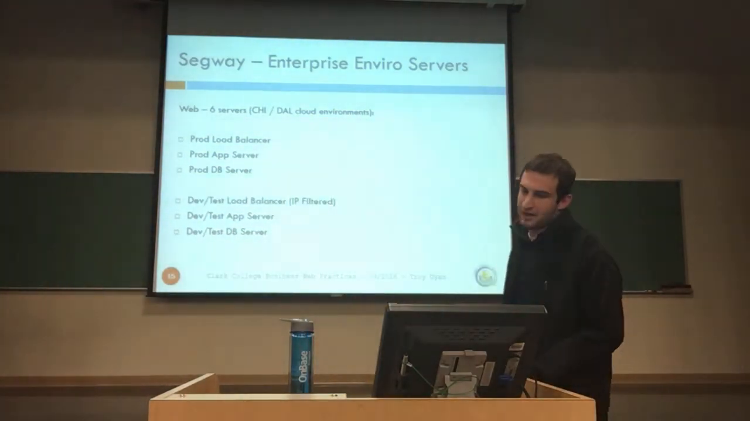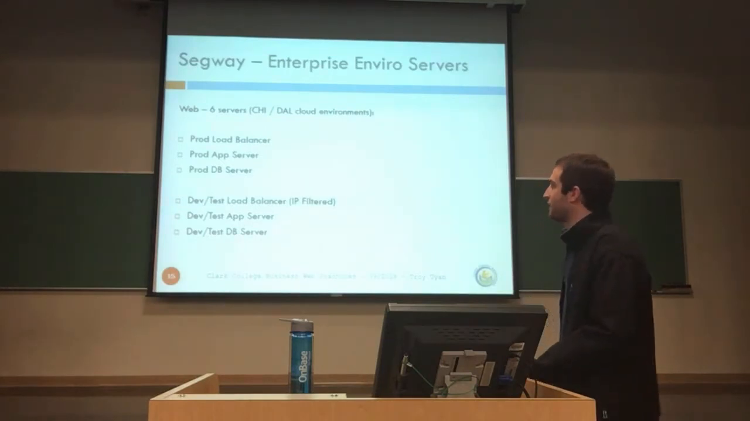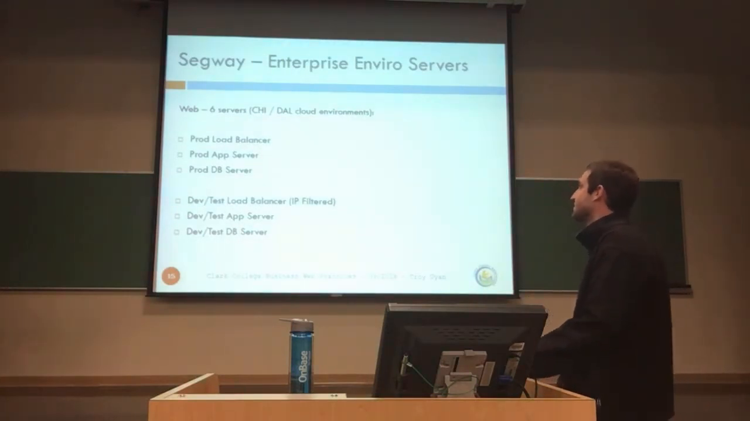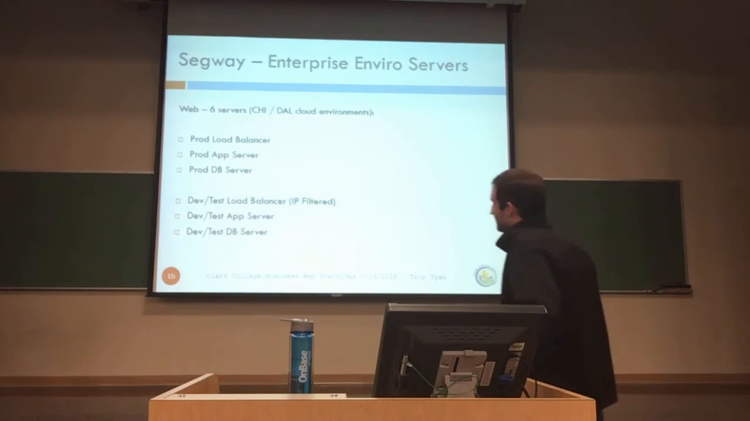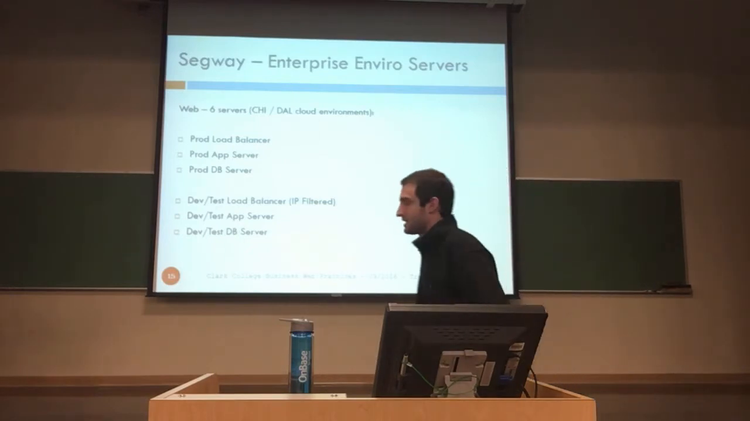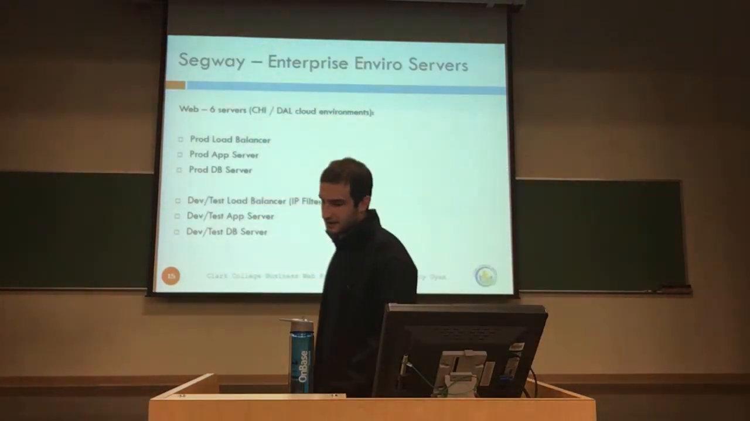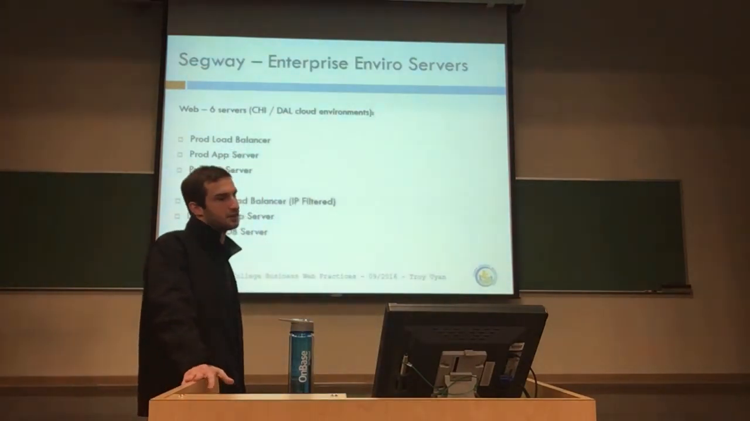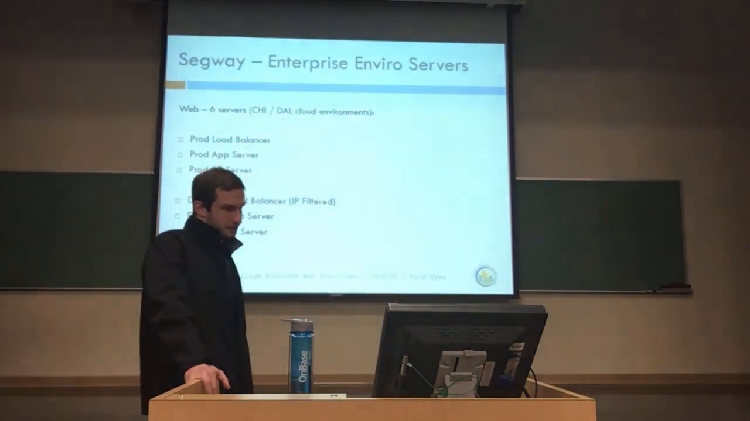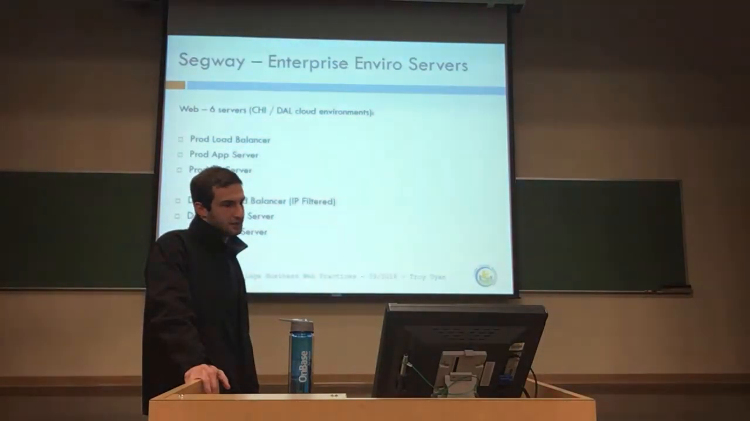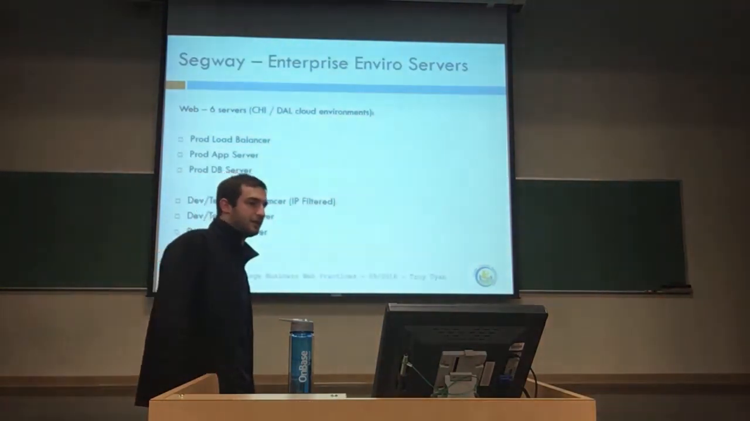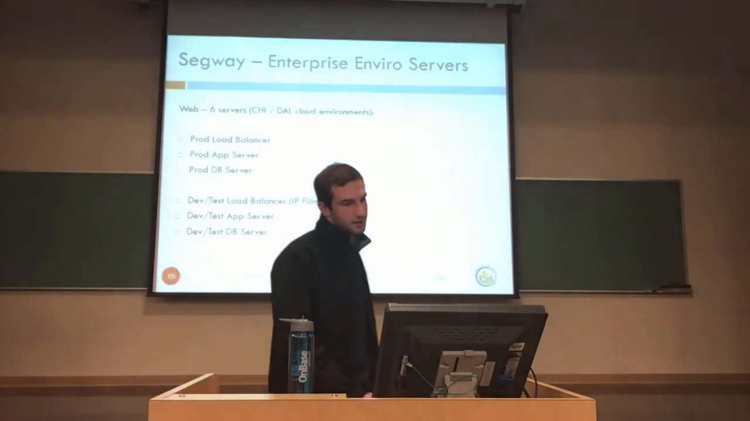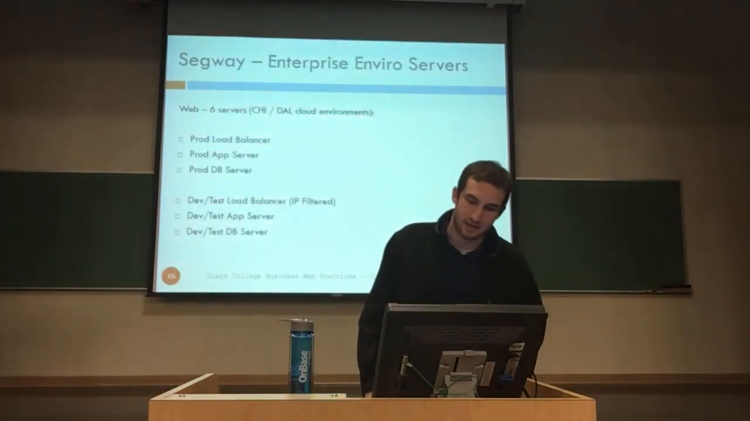We have a production load balancer that takes unfiltered traffic and routes it to the correct app and DB server. Production app and DB: the production app server is the one that's actually running Drupal, running Apache, that kind of thing, and the DB server is literally just running the SQL server. Same thing for the dev test environment. Dev and test are sharing load, obviously they don't need their own server stack, but the load balancer for dev and test is IP filtered.